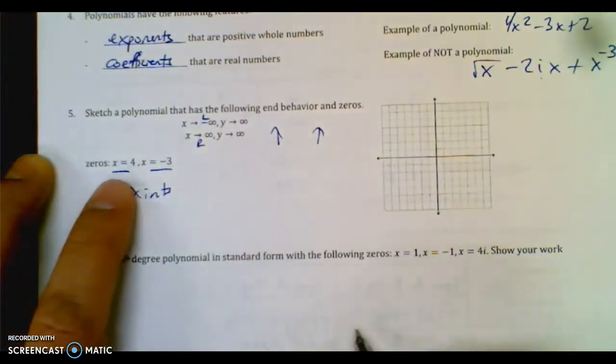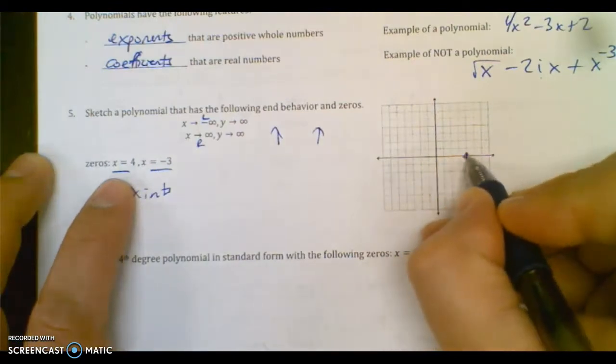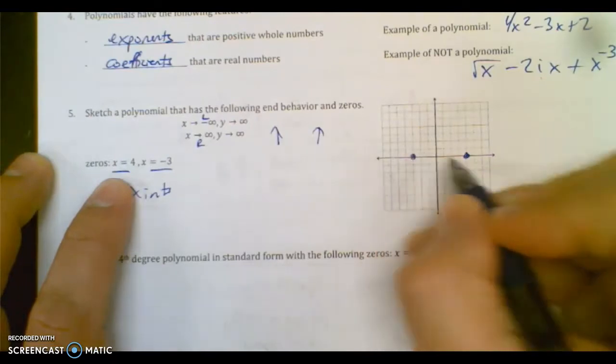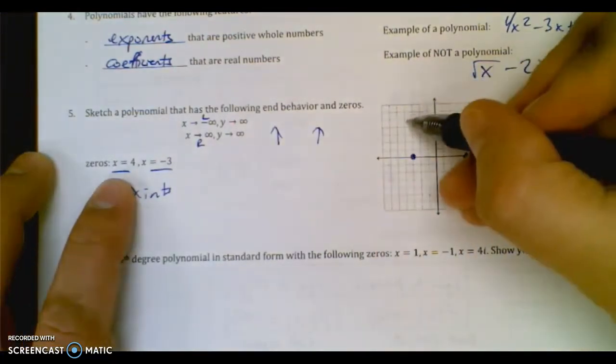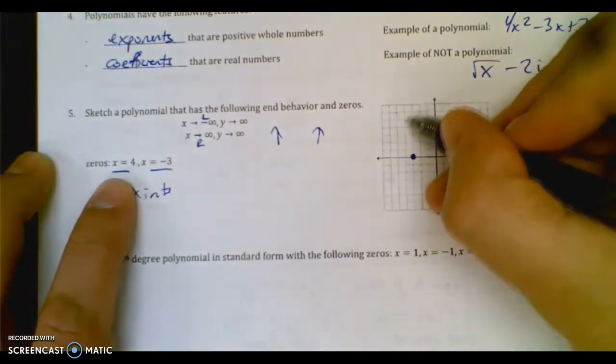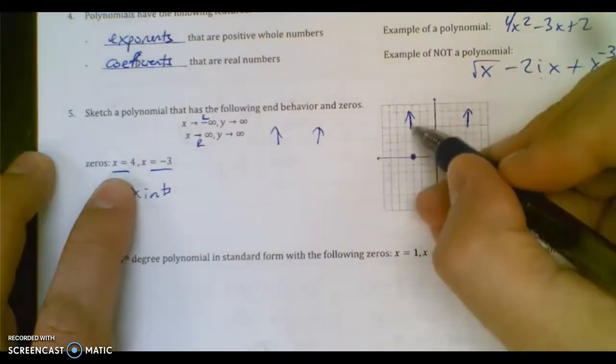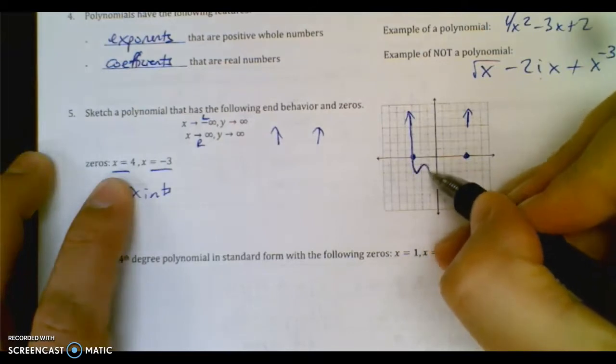Remember that. So I'm going to go out to 4 and put a dot. I'm going to go to -3 and put a dot. And then I just got to make sure it ends up here and down here. It can do any other crazy stuff you want in the middle. Like you could have it go, woo.